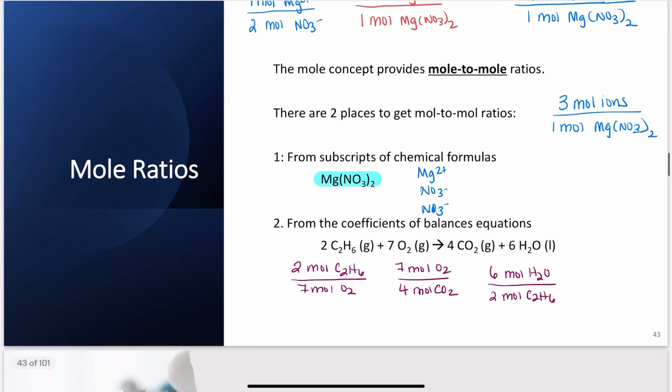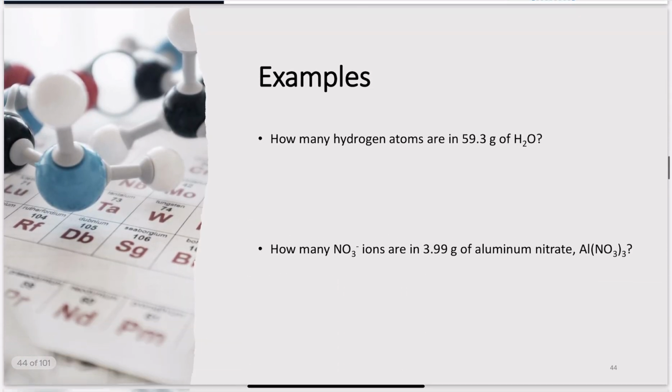So let's go ahead and do some examples with that. First up, how many hydrogen atoms are there in 59.3 grams of water? So I'm trying to find number of hydrogen atoms.